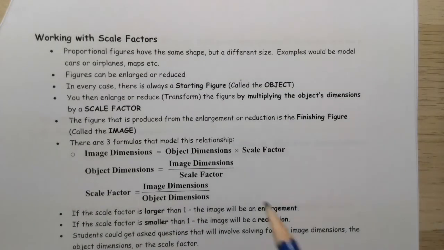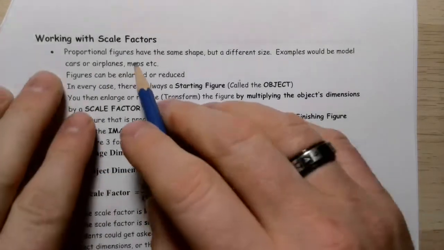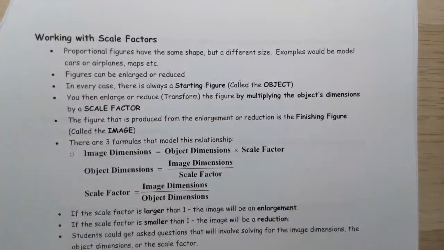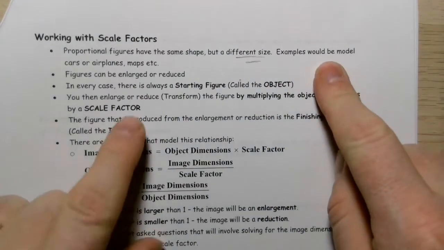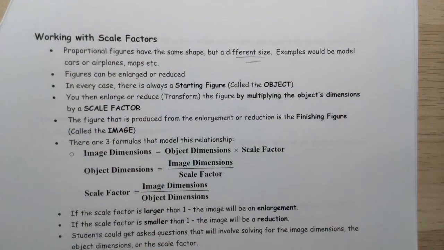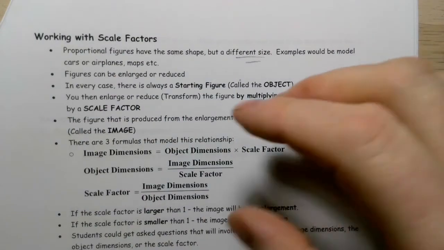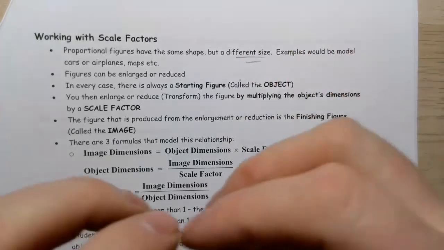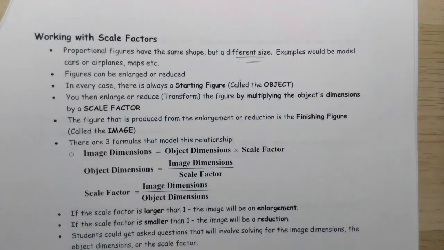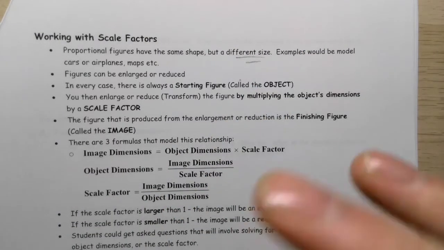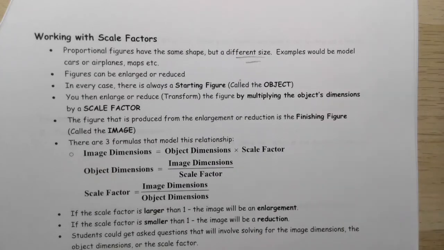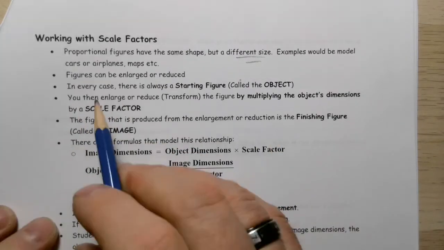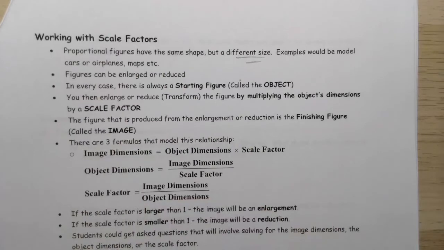All right, now let's talk about scale factors. Proportional figures have the same shape, but a different size. Like it says here, you can think of it as model airplanes, model cars, whatever. Or think of it like this: if you've got a picture on your cell phone and you zoom in, you get a bigger picture, but it's the same picture, right? Same shapes, just different sizes, but they're proportional to each other. Just like it says right here, the figures can be enlarged or reduced. You can zoom in or zoom out.